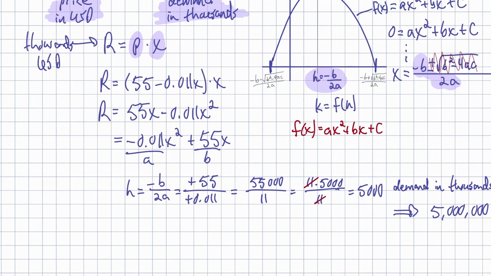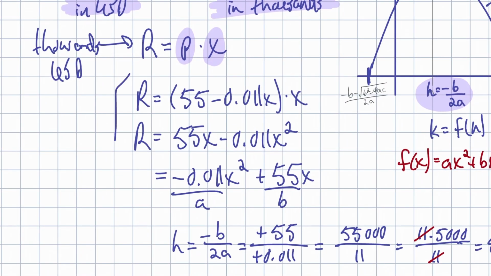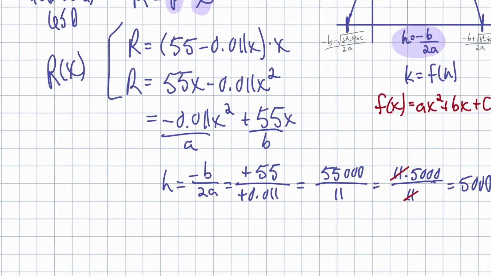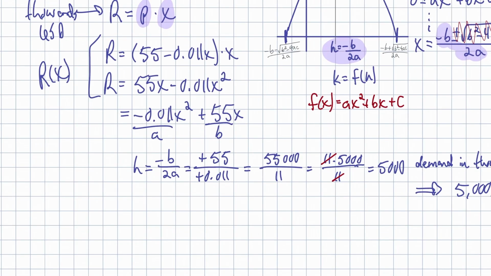We never called this, I called it R, but we could also call it R of X. I just said R equals, but that's fine. You can call it R of X. That's not a problem. So the vertical coordinate of the vertex is going to be R of 5,000. We just plug it in and see what we get.